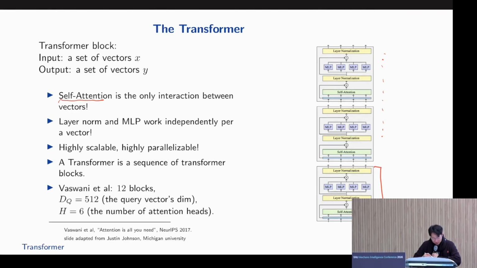In the original paper, they had 12 transformer blocks, and each self-attention block had 6 multi-heads, and the query vector dimension was 512. And like I said, the layer norm and MLP layers work independently on each token vector. We're going to build this together during the lecture, and you're also going to have homeworks.